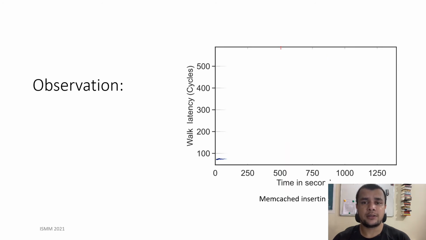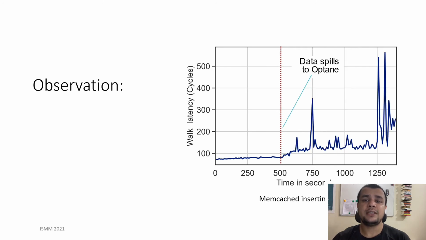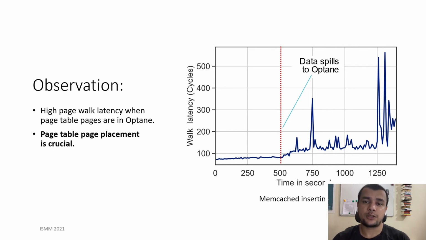Here, in this case, while populating 1 terabyte of data, we can see that as long as the page table pages are in DRAM, a page table walk incurs nominal latency. However, as soon as the data spills on Optane, the page walk latency increases manifold. Hence, page table placement is crucial.